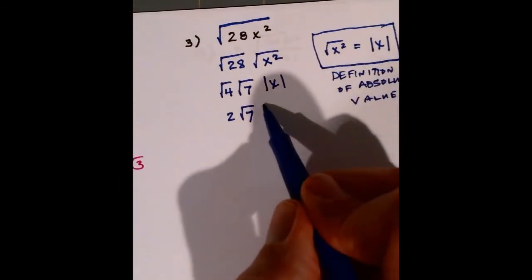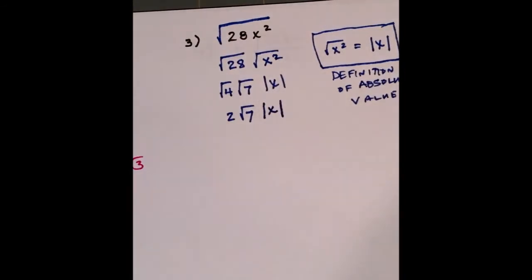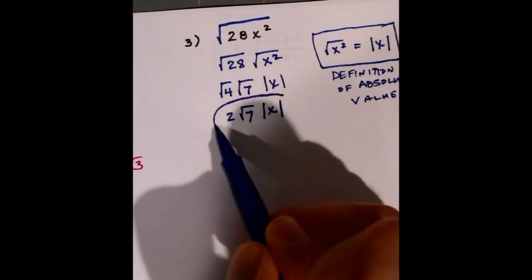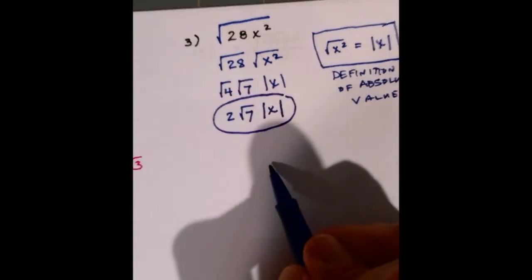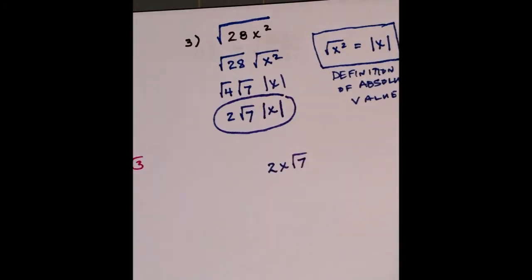So our answer is 2 root 7 times the absolute value of x. And again, I'm not going to lie to you. If you wanted to say 2x root 7, I wouldn't hate you. Next one. We're still on this. Root 80, a squared, b squared.